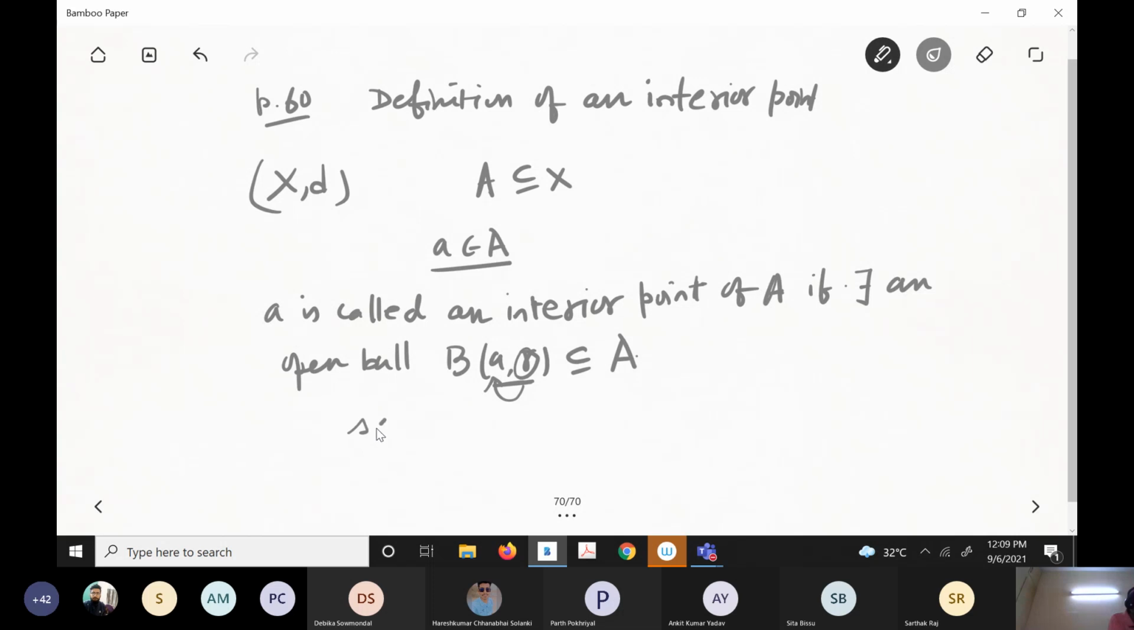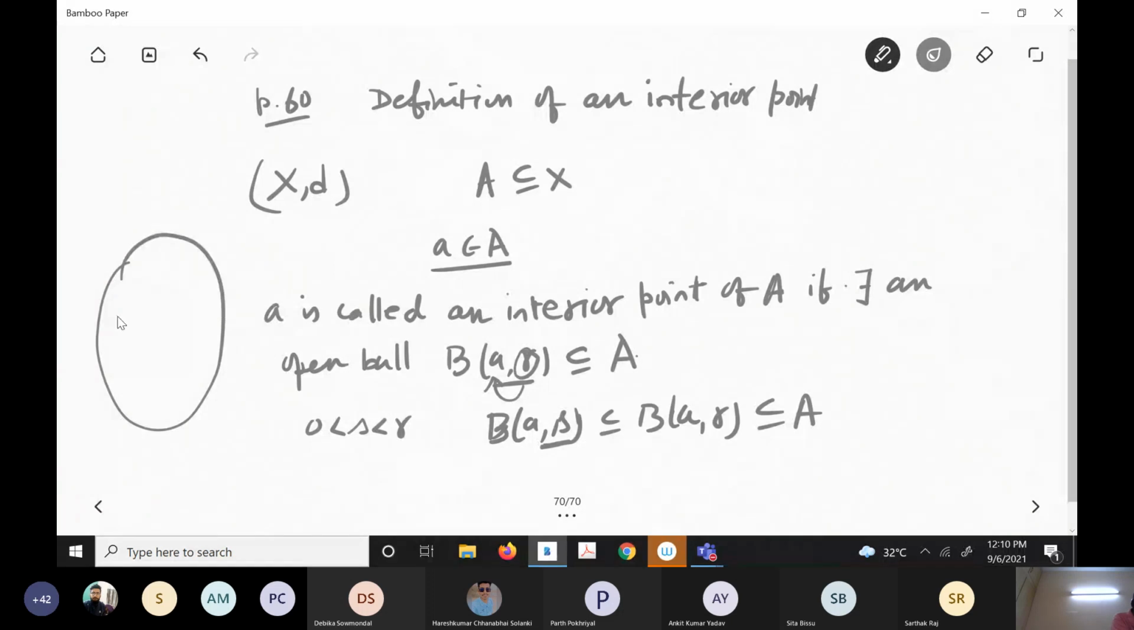So actually, there will exist infinitely many such radii. But again, I told you last time, these may not be distinct, as in a discrete metric space. The point is like this: suppose this is your X and suppose this is your A. Then when you take a point a here, you have a ball entirely contained in A. On the other hand, suppose you have these points also.